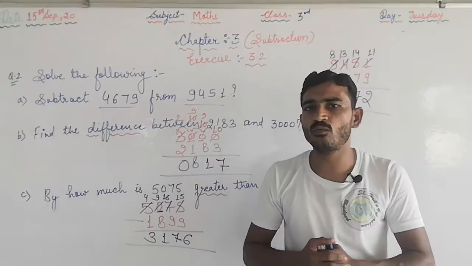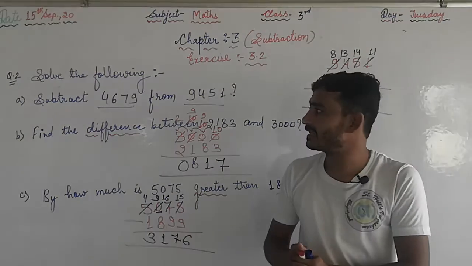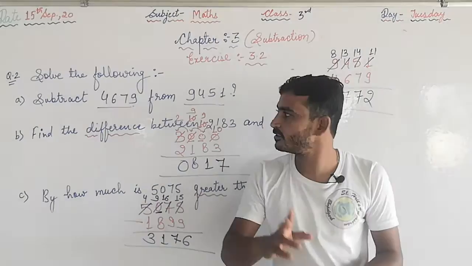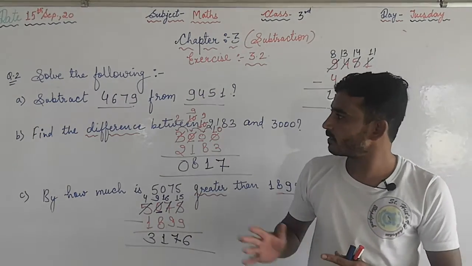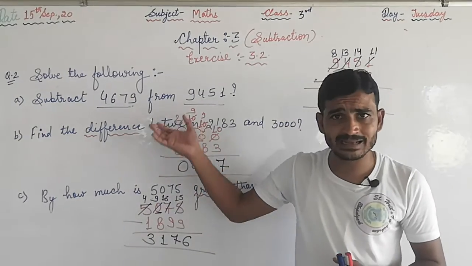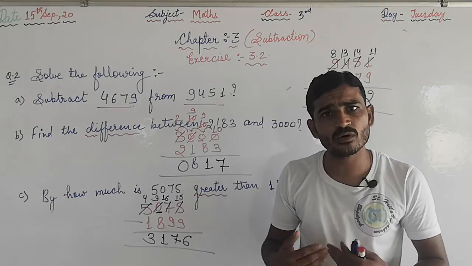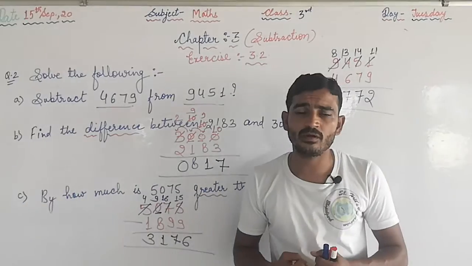Question number 3 and onward we will discuss in our next lecture. I hope you understand question number 1 and question number 2. So what's your task? You have to subtract by taking these types of numbers, and you have to practice more and more. That will give you efficiency.